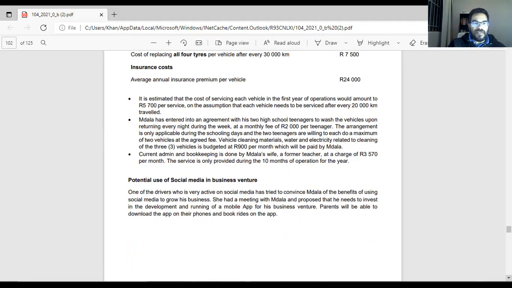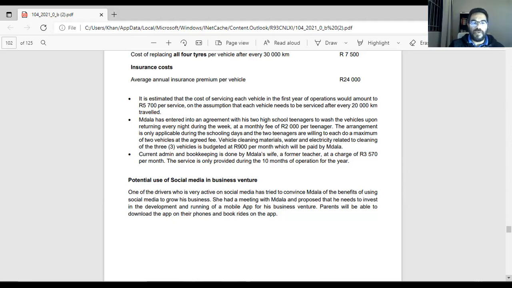Okay, it is estimated the cost of servicing each vehicle in the first year of operation would amount to 5,700 Rand per service, on the assumption that each vehicle needs to be serviced after every 20,000 kilometers traveled.